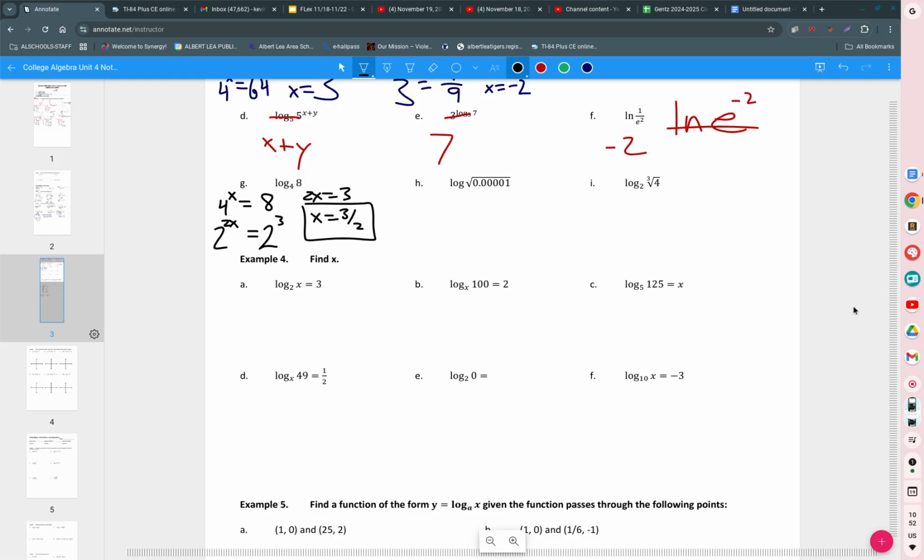The next one, what is my base? 10. 10 to what power is equal to this number? This is the square root of 0.00001. Can I write 0.00001 as a base of 10? 10 to what power gives you 0.00001? Negative 5? Good. And then that's all being taken to the 1/2 because I'm square rooting it.